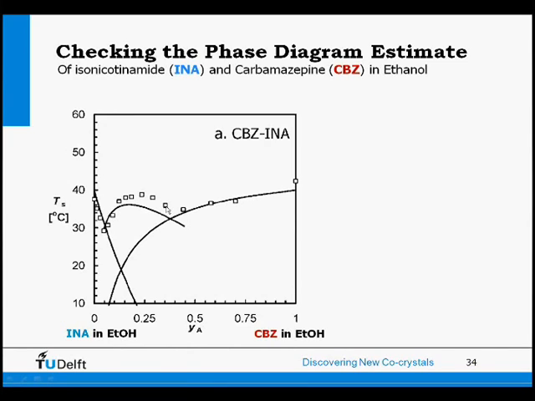So the saturation temperatures that we measure for these different compositions are relatively close to the solid line. So the phase diagram estimate we make is a nice one, a first nice one. And if we do these measurements, we can even increase the accuracy of this phase diagram. The small deviation you see here is due to non-ideality. There is some influence of isonicotinamide on the solubility of carbamazepine and vice versa. And you see that by measuring it in this way.